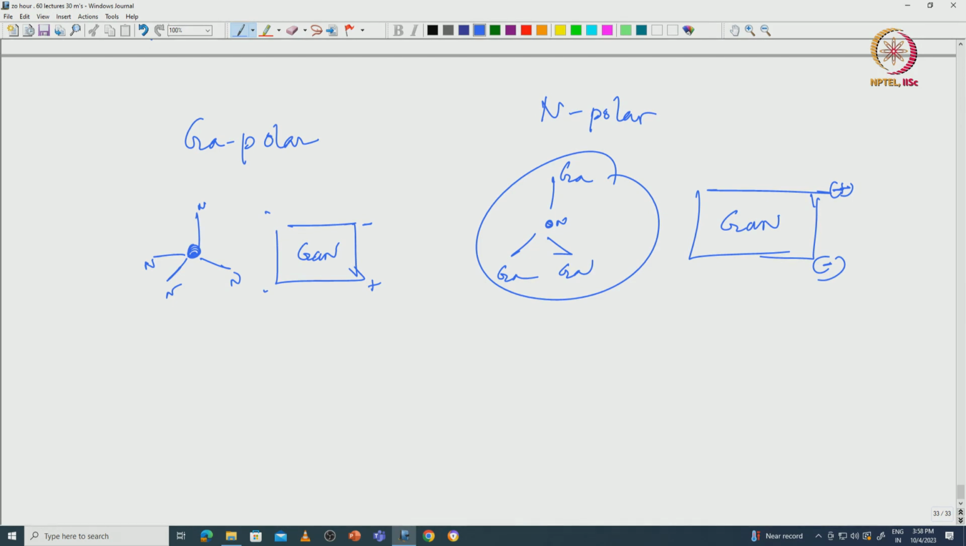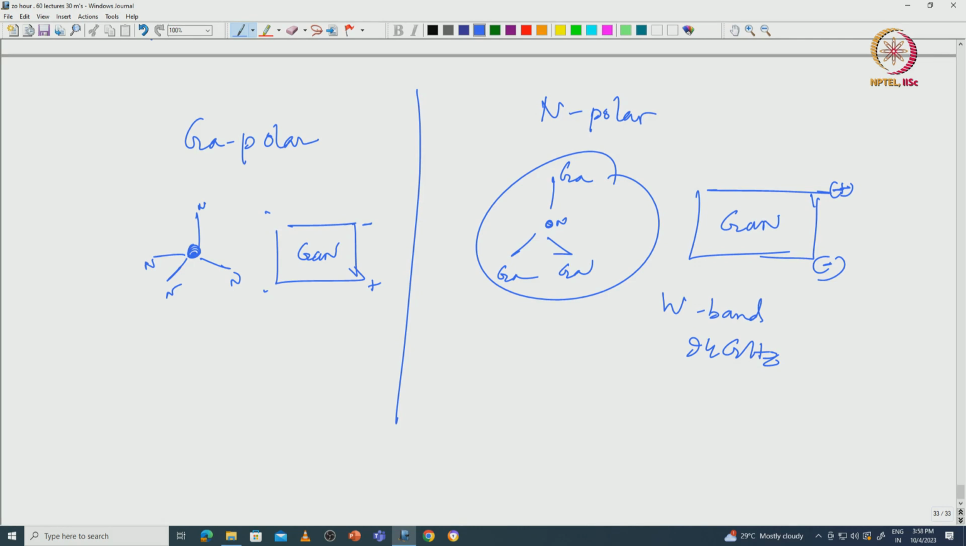It is very useful or promising for super high frequencies such as W band, which is say 94 gigahertz. There are many military applications, and for that people have shown that nitrogen polar gallium nitride HEMT could be superior to a gallium polar gallium nitride HEMT. But that being said, almost everything is towards gallium polar. So, we will only discuss gallium polar HEMTs in this course. Okay. So, the gallium polar orientation of the crystal is what we will talk about.